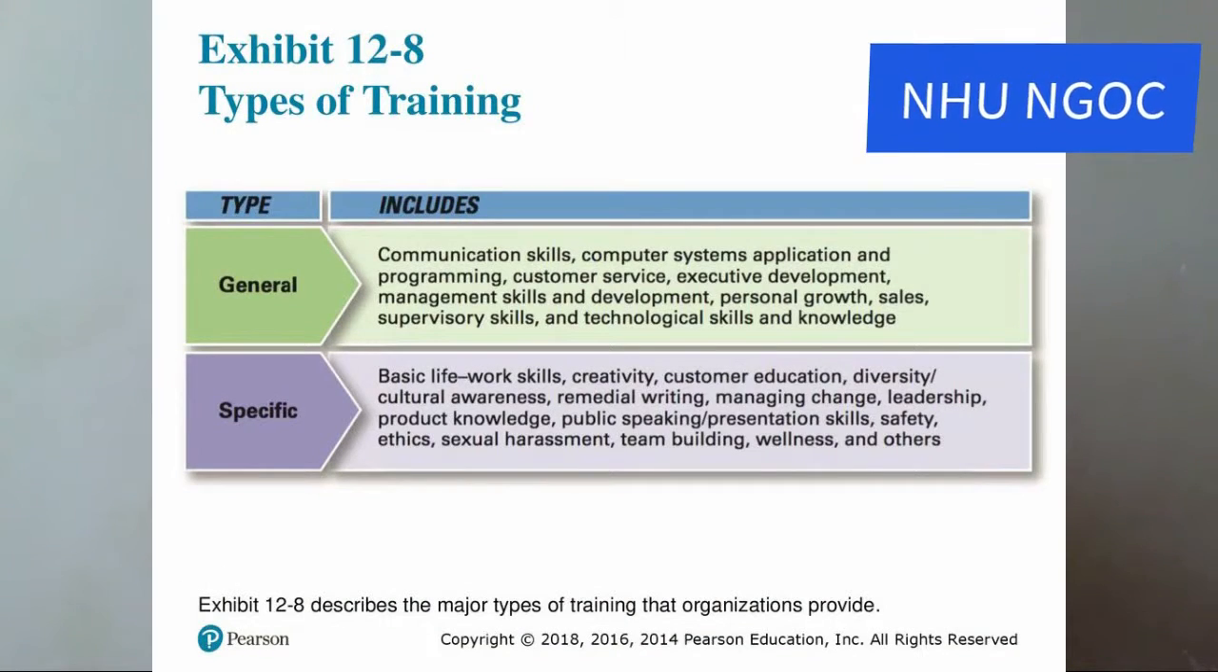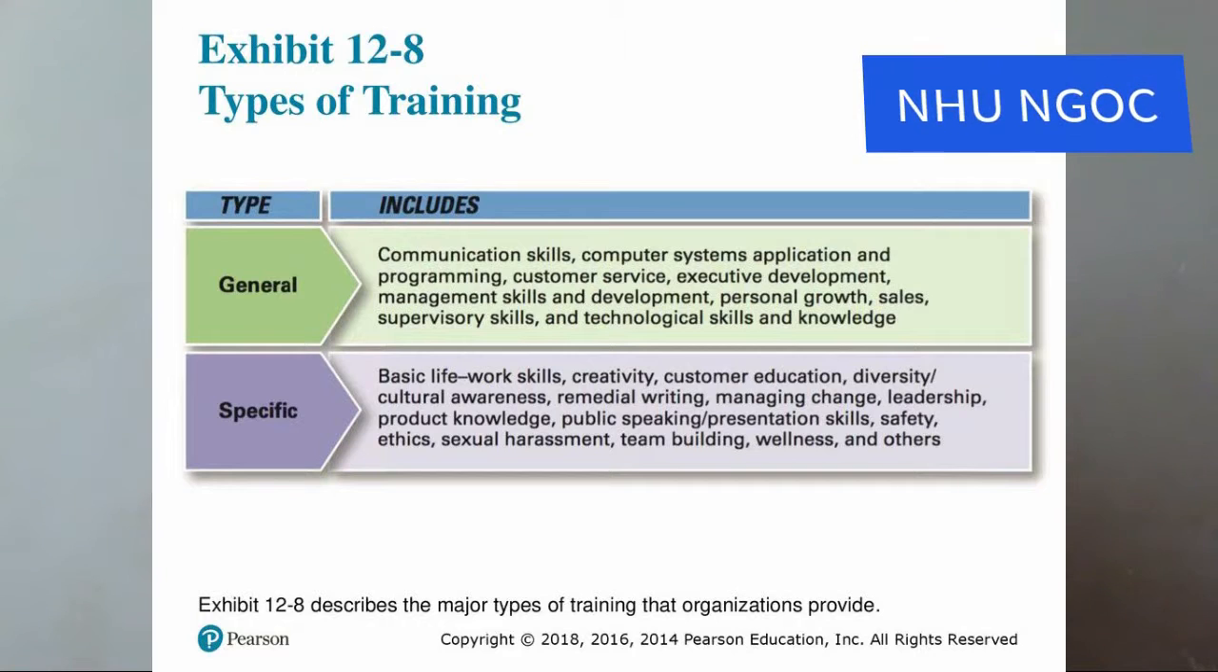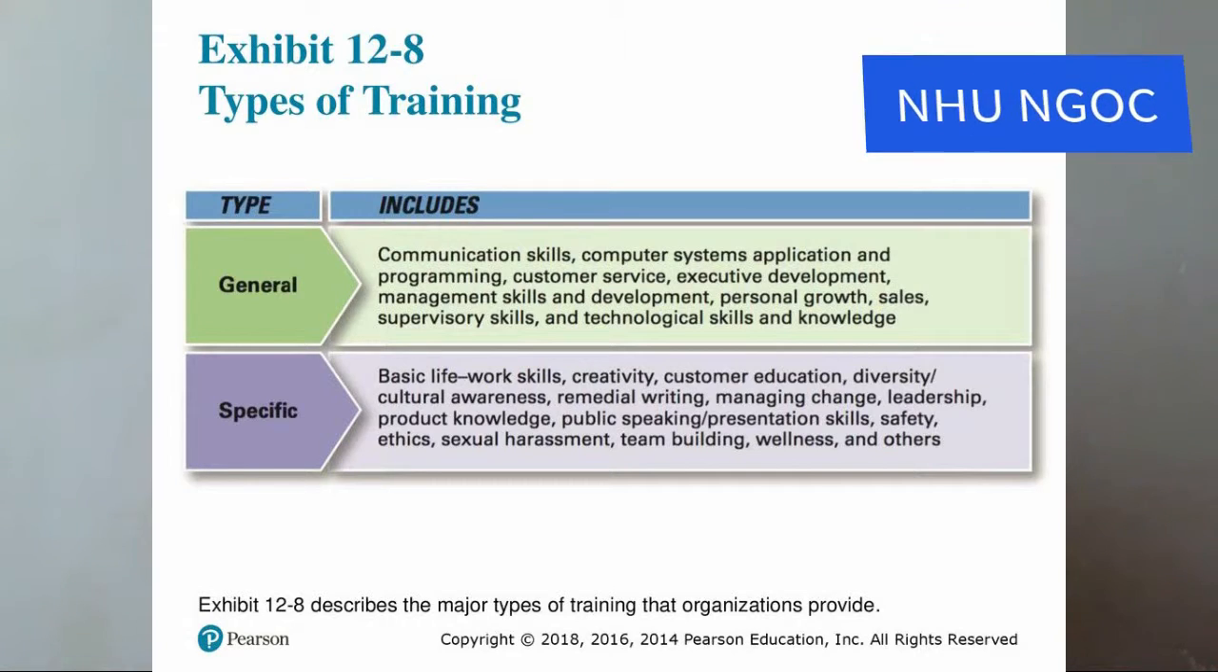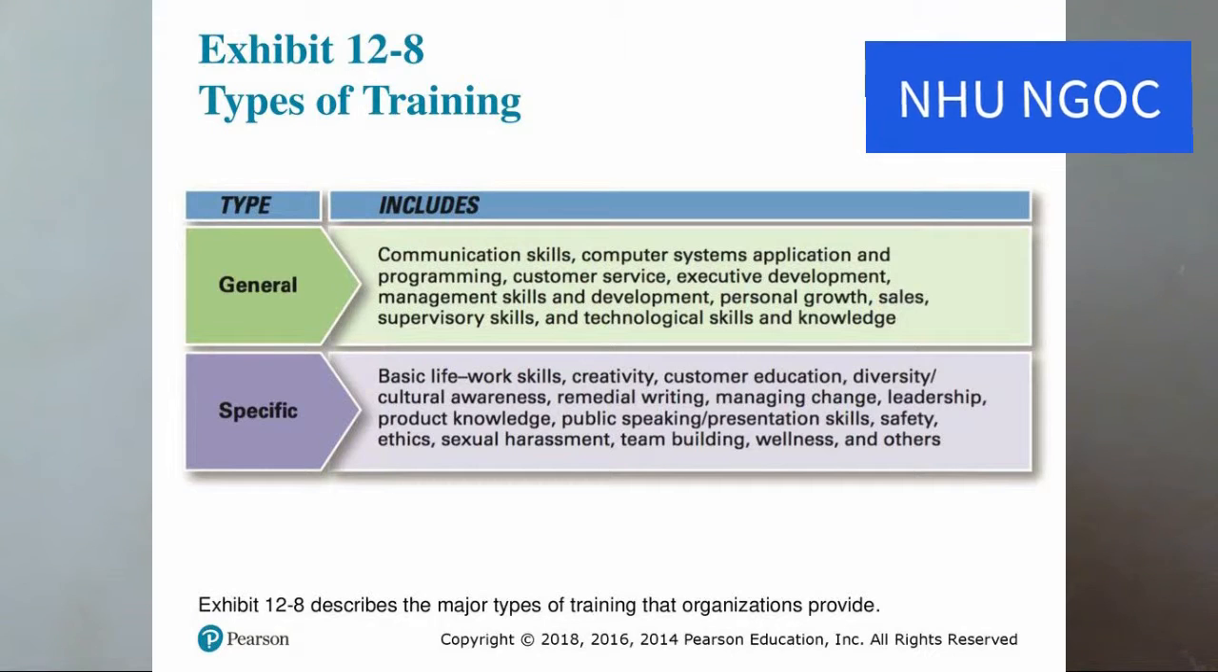Exhibit 12.8 describes the major types of training that organizations provide. Some of the most popular types include professional and industry-specific training, management and supervisor skills, mandatory compliance information such as sexual harassment, safety, and customer service training. Performance management system: establishes performance standards used to evaluate employee performance.